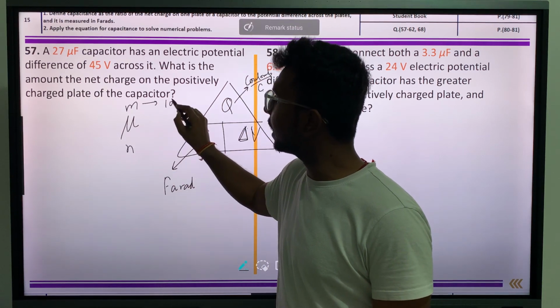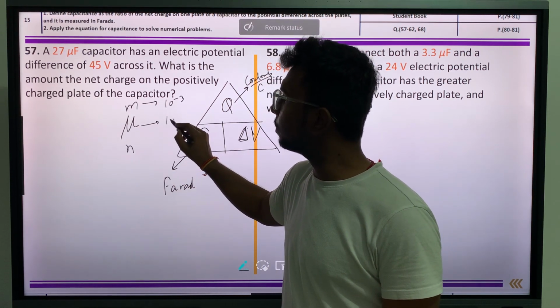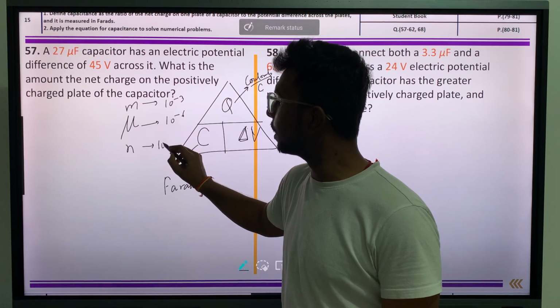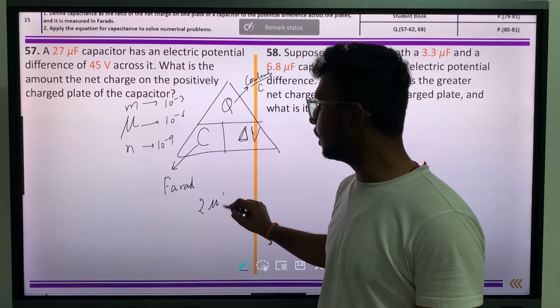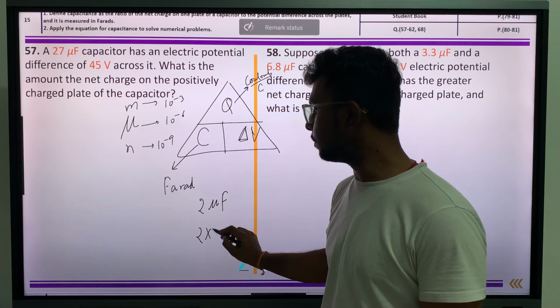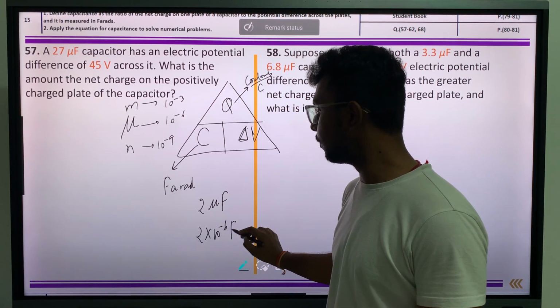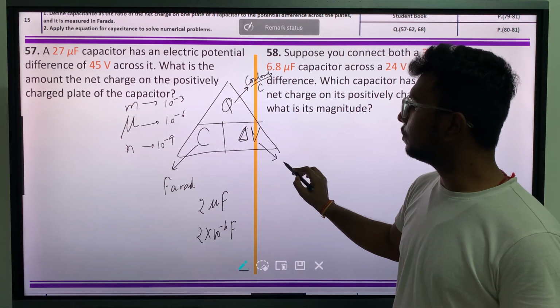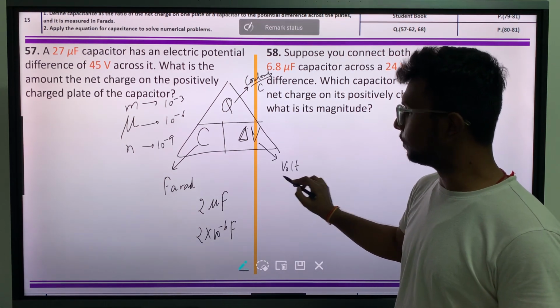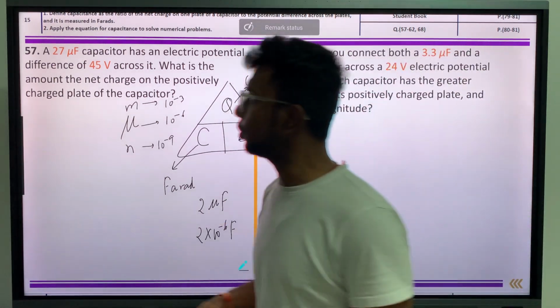Milli is 10 raised to the power minus 3, micro is 10 to the power minus 6, and nano is 10 raised to the power minus 9. So if someone says there is a capacitance of 2 microfarad, what you mean by this is 2 times 10 raised to the power minus 6 farad. That is the capacitance. And del V is the change in potential, the unit is volt. So let's take the first question.